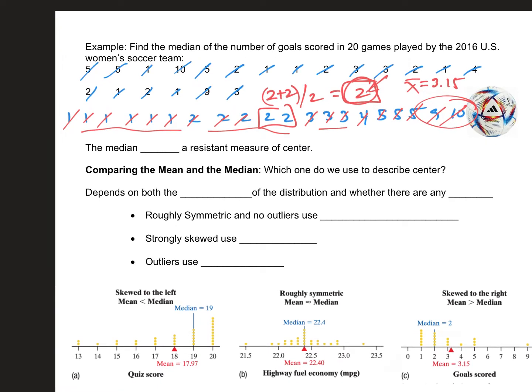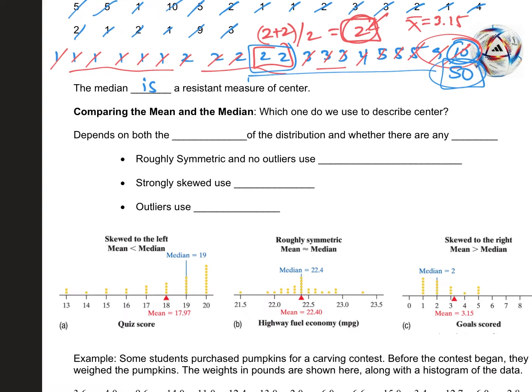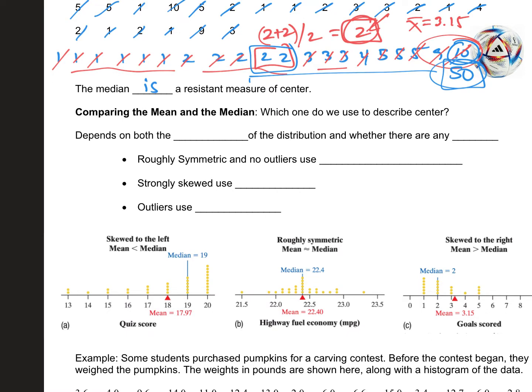All right, and then the median is a resistant measure of center. Okay, so if instead of 10 goals, let's say they made 50 goals that year, the median didn't change. It won't change, okay? It's resistant against this huge number. Now the average, if I had averaged it with 50 goals instead of 10, the average would go up a lot. All right, so which one do we use to describe center?